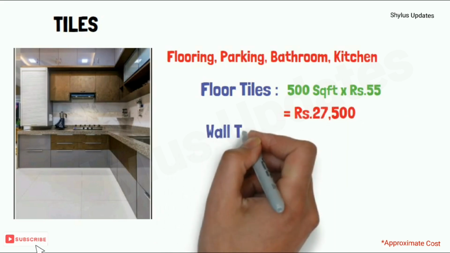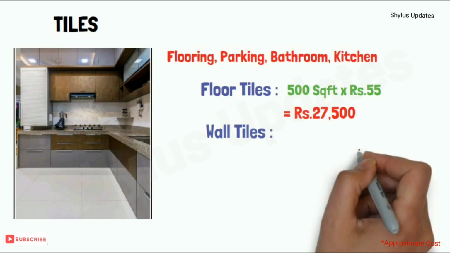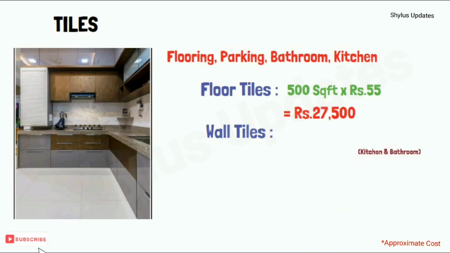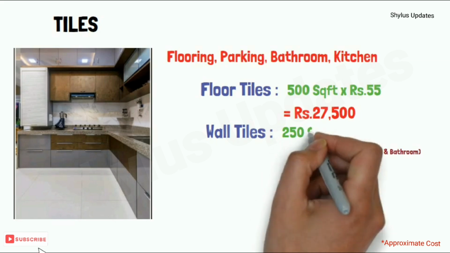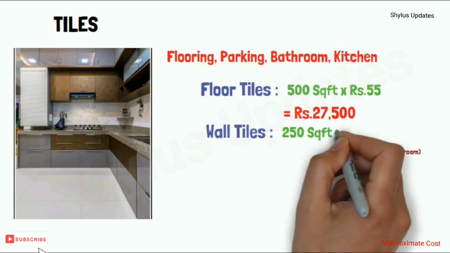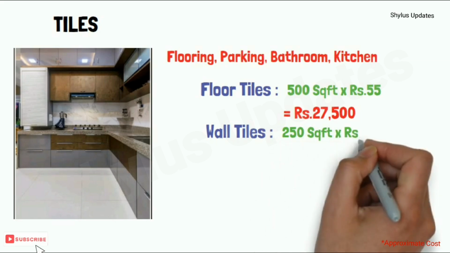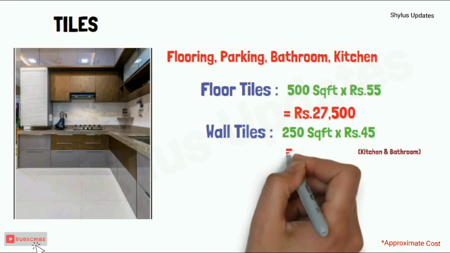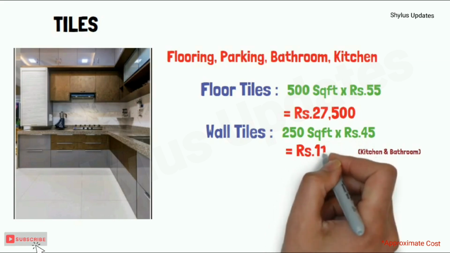Next, wall tiles. Wall tiles are used in kitchen and in bathroom. Wall tiles are required for 250 square feet. The current market rate of a wall tile is rupees 45. When you multiply 250 square feet into rupees 45, you get rupees 11,250.